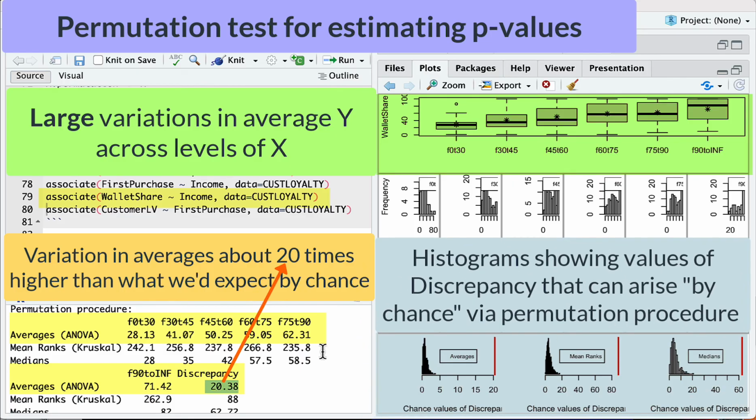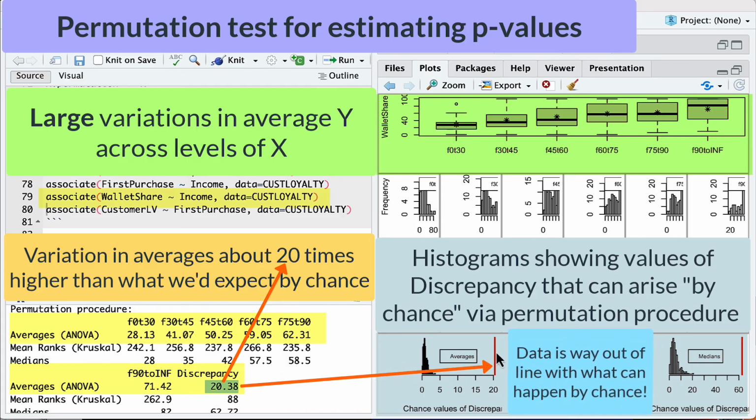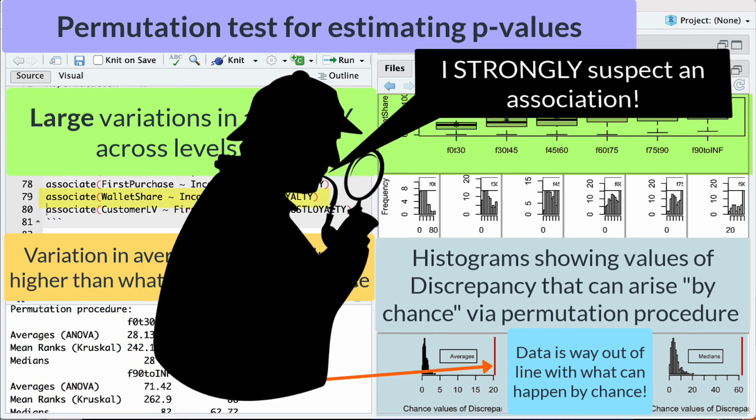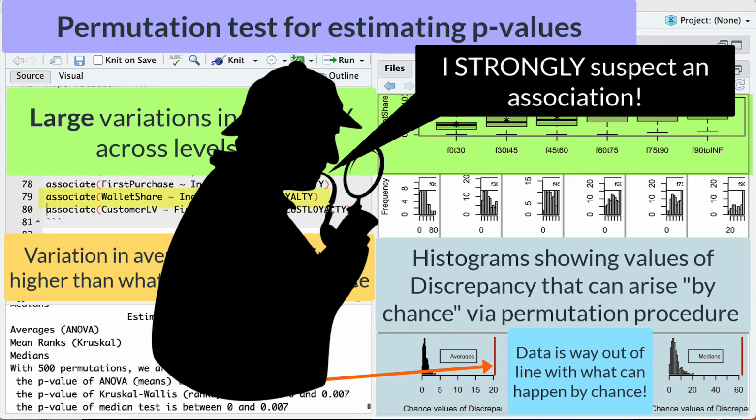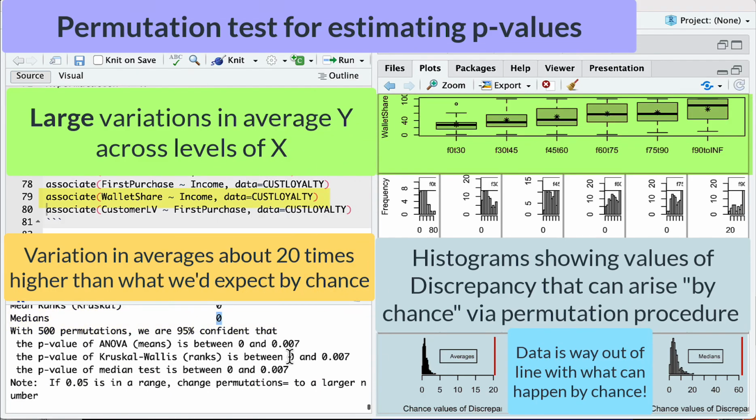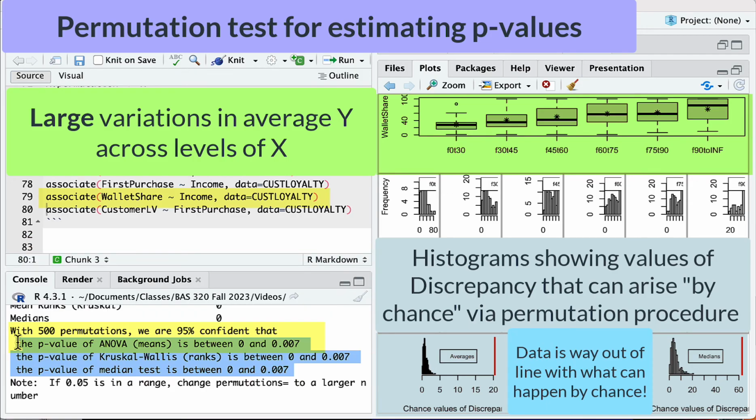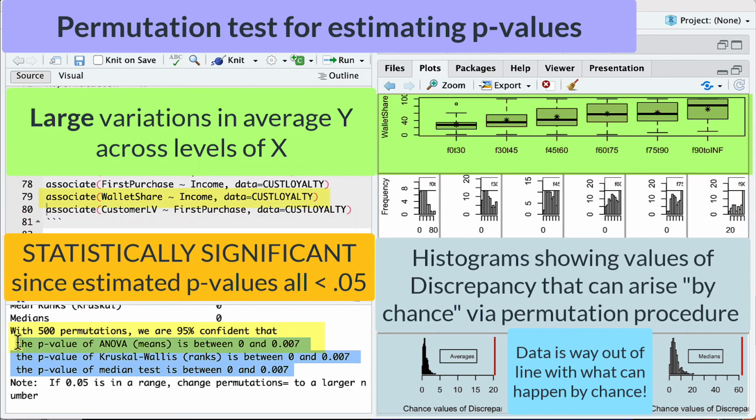And if we look at the values of this statistic, the discrepancy across all these permuted data sets where we randomly paired the wallet share with the customer's income, we find that those chance values of the discrepancy are typically a lot lower than what we observed in the data, regardless of whether we're comparing averages or medians. So what we observed in the data is so out of whack with what could have been produced by random chance that we're pretty convinced there's a statistically significant association. And looking at the estimated p-value, we find that the 95% confidence intervals for them all contain values less than 0.05. Yes, this is a statistically significant association.